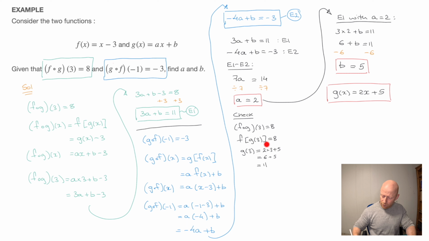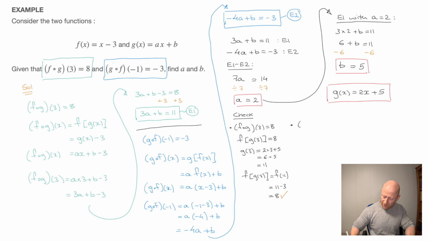F of g of 3 would therefore be f of 11. Let me just write that. I'd have therefore f of g of 3, which equals f of 11. Now, f of x, remember, is x minus 3, so that would just be equal to 11 minus 3, which is equal to 8. And that's exactly what it needed to be. Remember, f of g of 3 equals 8 is what was given to us in the question. So that result is good. And that's our first check done.